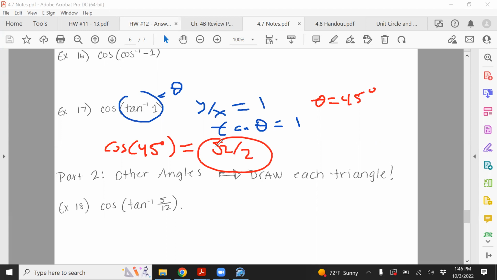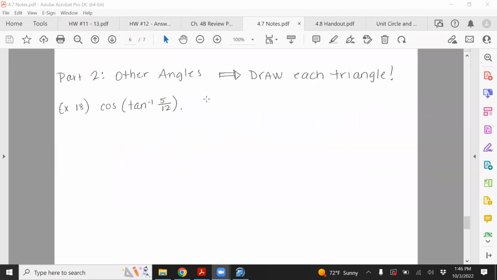Okay. Now let's move on to the last 3, examples 18, 19, 20. These are a little strange, but it's not that bad once you get a hang of it. So let's look at example 18. Again, this is going to be an angle. So theta equals inverse tan.